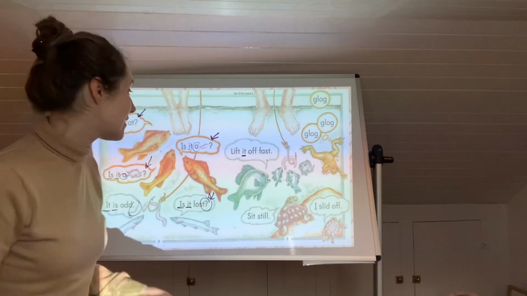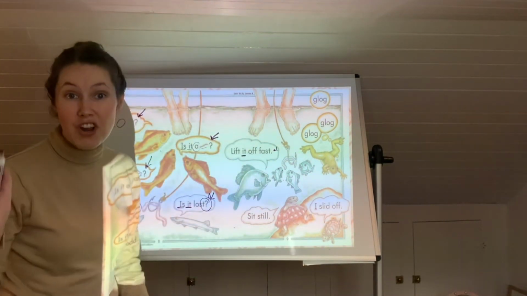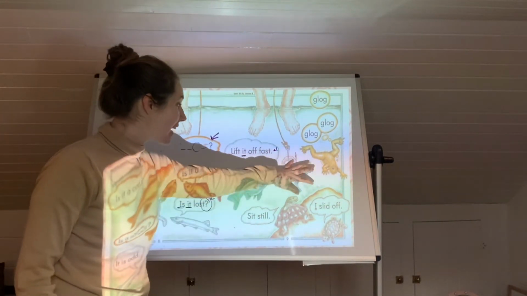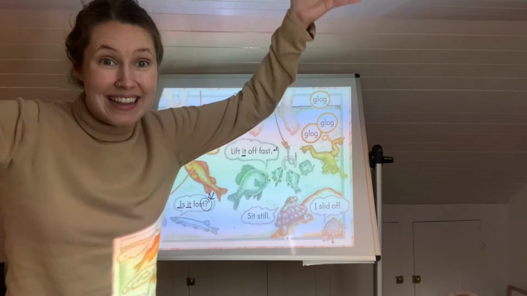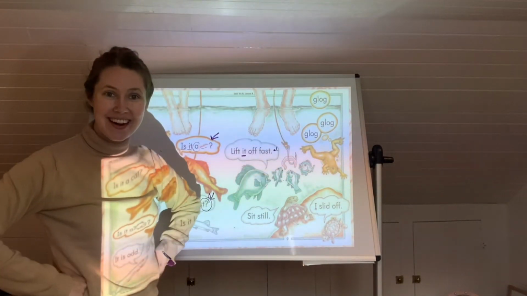He's telling us something. We can also tell because there is a period at the end, not a question mark. So this fish is talking about the worm and he's telling his friends, lift it off fast, grab that worm. Now what is this frog saying over here?